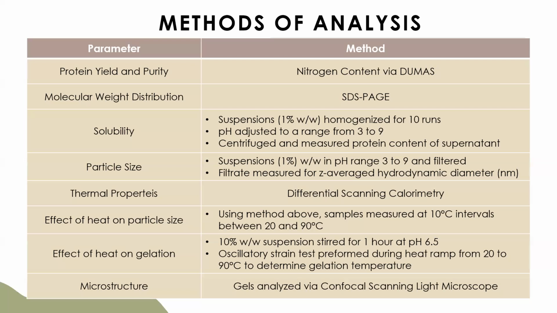So the methods of analysis that they conducted during this experiment were first noting the protein yield and purity, the molecular weight distribution using SDS-PAGE, solubility over a range of pHs at a 1% protein solution, the particle size over this same range of pHs, the thermal properties using DSC, and then looking at the particle size over a range of temperatures, as well as the effects that heating at the same range of temperatures has on the gelation properties, and then imaging the microstructure of the gel using CLSM.